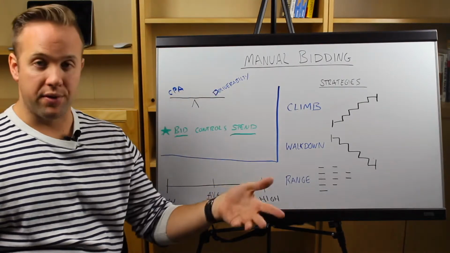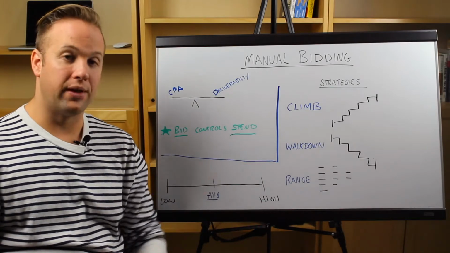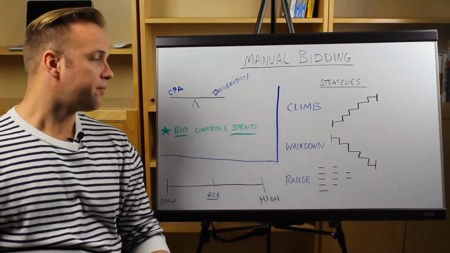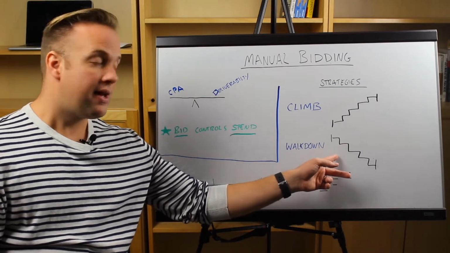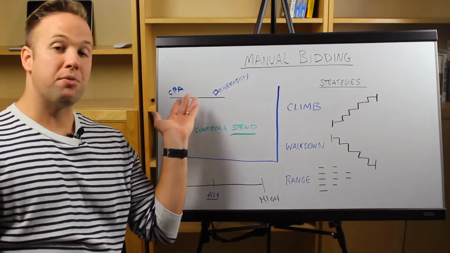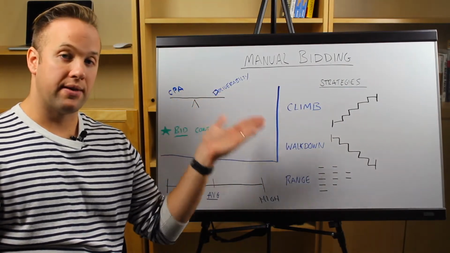You might be losing money per sale, or it's just not at the optimal profitability that you want to run at. So the walk down is you're going to step down those bids bit by bit to see if you can bounce the seesaw back to where it makes sense.